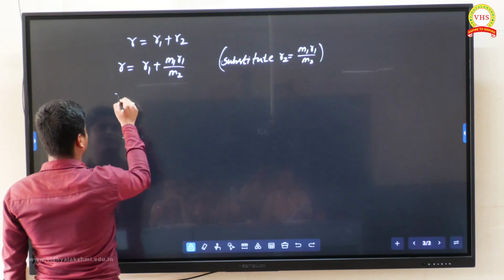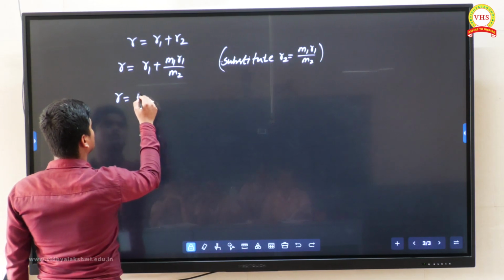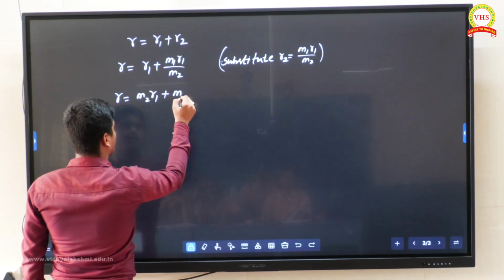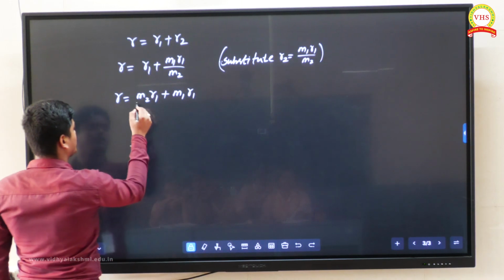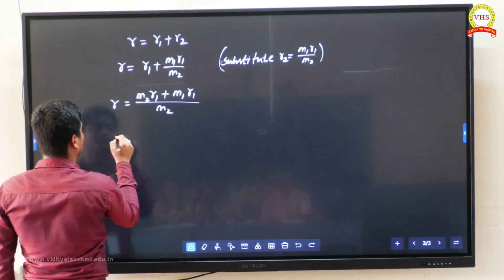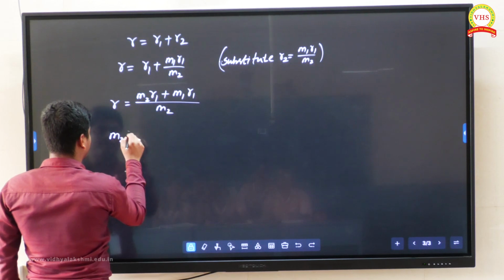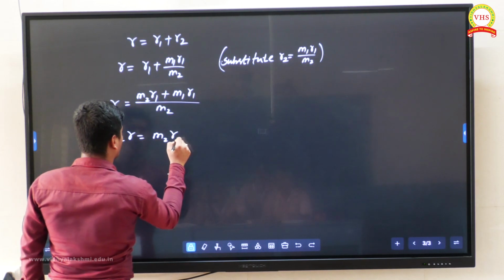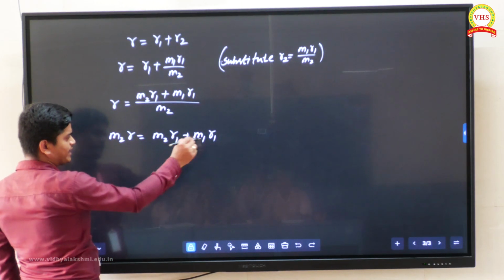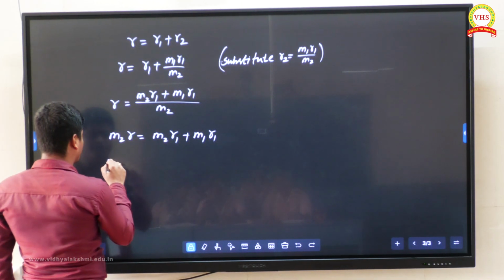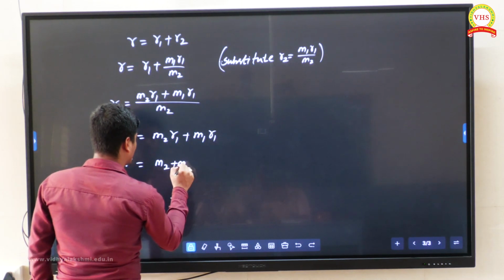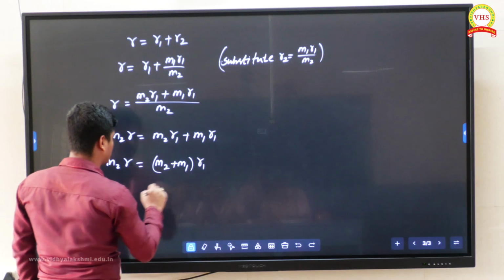Next, this M2 I will multiply here. R equal to M2 R1 plus M1 R1, whole divided by M2, LCM taken. Now M2 multiplied here: M2 R equal to M2 R1 plus M1 R1. And here also you can take R1 common. So keep it like this: M2 R equals M2 plus M1, taking R1 common.